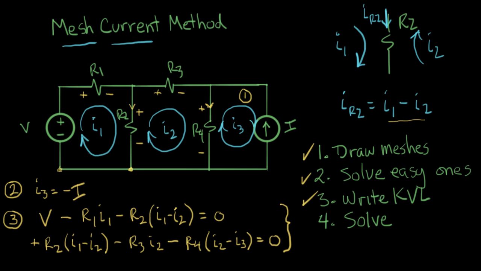We're working on the mesh current method, a method of analyzing circuits. In the previous video, we set up our circuit. We set up our mesh currents flowing around these loops within the circuit, and we solved for the easy currents. That was the current on this side. This current source constrains I3 to be a fixed value, so we already know I3.